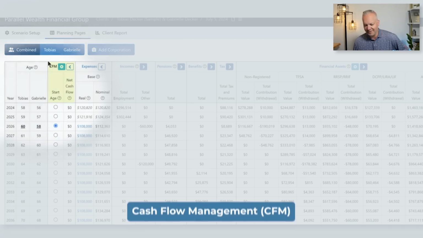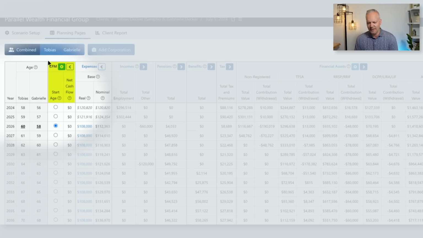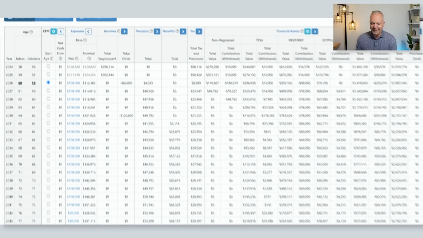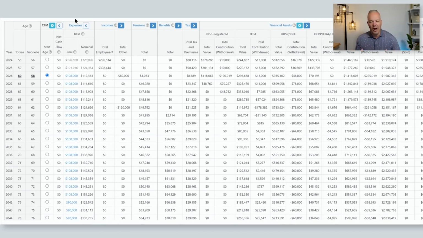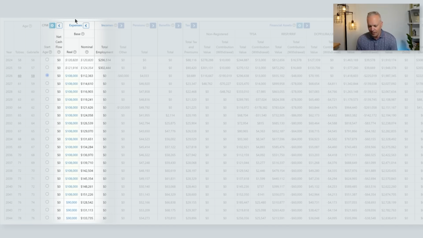CFM is cash flow management, and this is basically saying, at what age do we want to start telling the program that we need to manage the cash flow within this? So they're going to retire in 2 years, in 2026, at ages 58 and 60. That's where we have the checkbox. Before then, we're letting the cash flow management happen automatically. That can be adjusted. Now, when we look at expenses here, so this is income, how much income do they need? And you can see here, the real income, once they retire, is $108,000 per year.